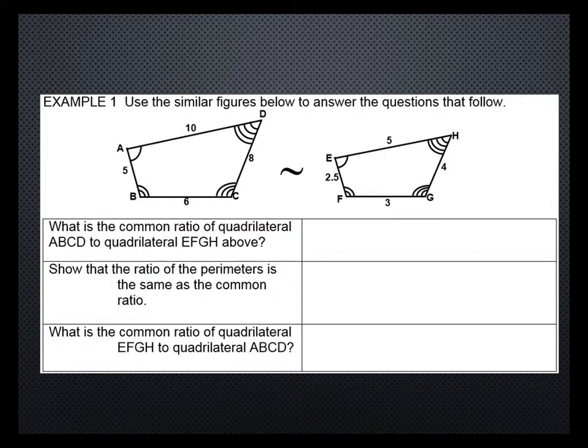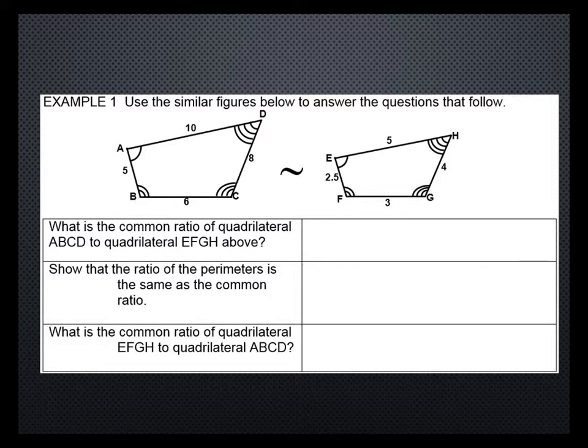So let's look at example 1. It says use the similar figures below to answer the questions that follow. What is the common ratio of quadrilateral ABCD to quadrilateral EFGH above? You can take any one of those sides. Here I'm going to take AD and EF because those are the ones that correspond.